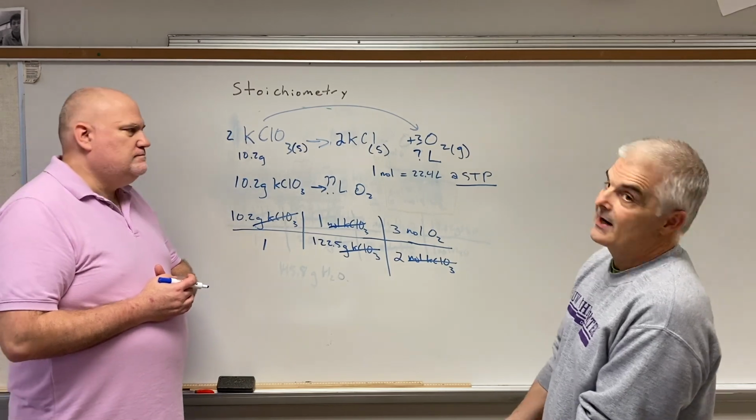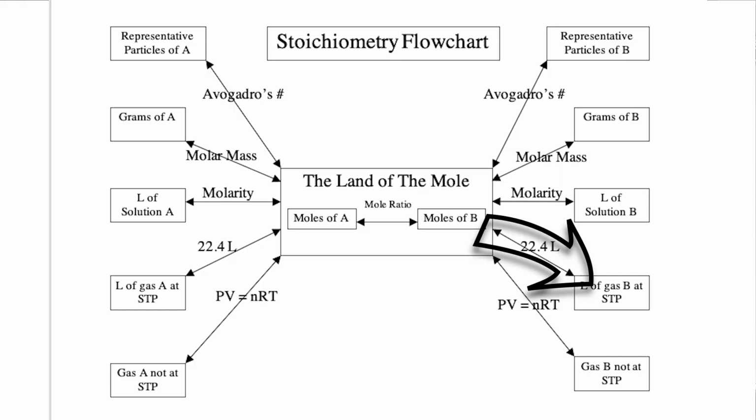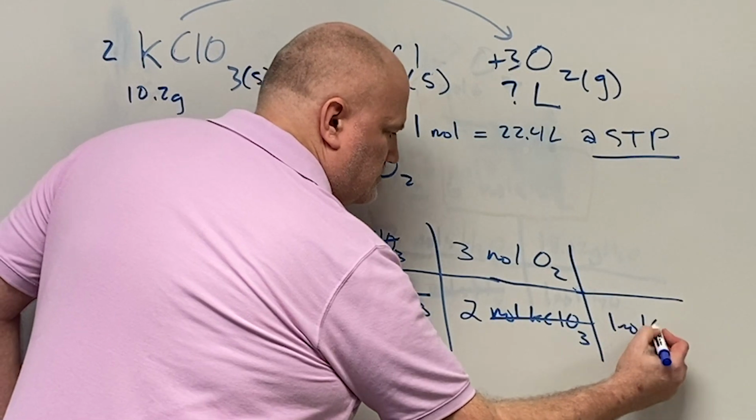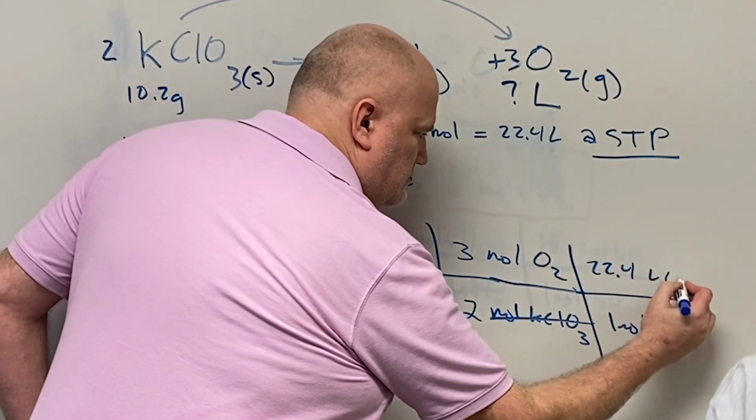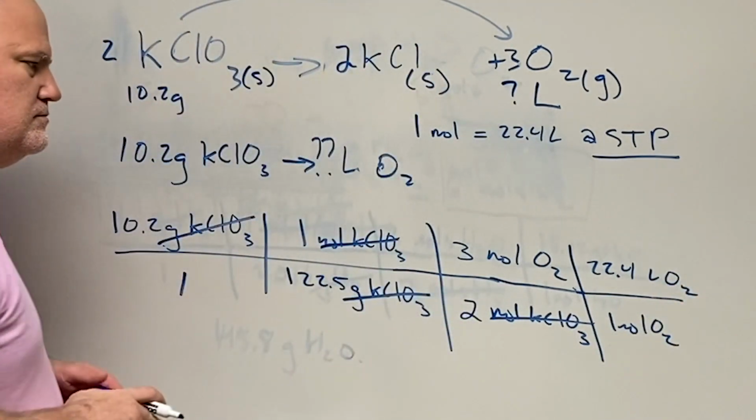Now we have this new fraction. Again, look at the land of the mole, and this is where we use the 22.4 liters of any gas, and we're working with a gas, oxygen gas. So what we say is 1 mole of oxygen gas on the bottom is equal to the big number that always is the same and never changes, 22.4 liters.